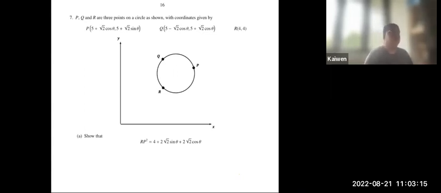P, Q, and R are 3 points on a circle with coordinates of the following form. There are a lot of coordinates here; I'm not going to read them out. Show that RP squared equals 4 plus 2 root 2 sine theta plus 2 root 2 cosine theta. This is an R formula question. The main problem is actually part A that a lot of people cannot do. So how do you do this question?